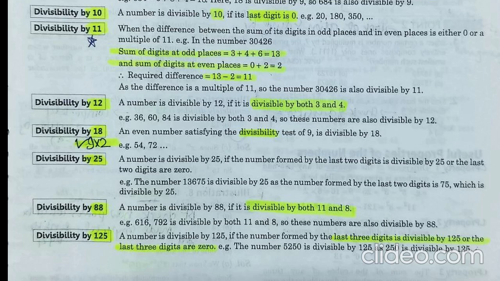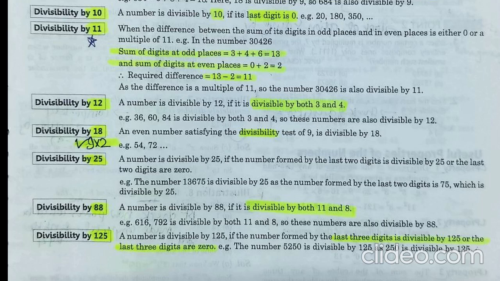In the same way, for 4, for 5, for 6. 4, as we know, can be factored as 2 multiplied by 2. So the last 2 digit number should be divisible by 4, right? To check the divisibility of 5, the last digit should be 0 or 5. When we say what is the divisibility of 6, then we have to tell that if a number is divisible by both 3 and 2, then it is divisible by 6. Why? Because 6 has factors 3 multiplied by 2.